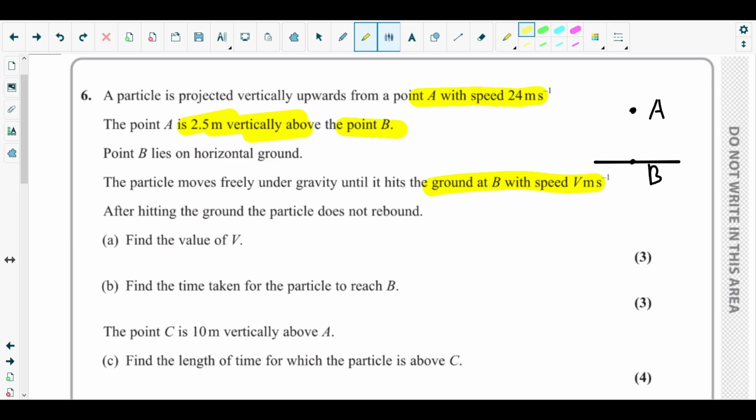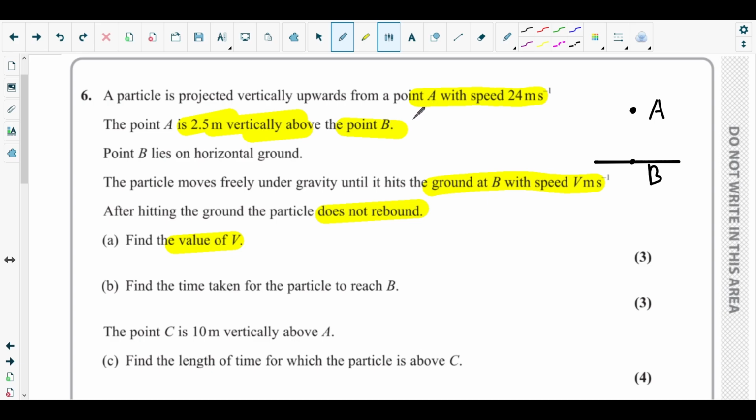For part A, before that they said that after hitting the ground, the particle does not rebound. If it doesn't rebound, then in part A they are asking us to find the value of v. We need to find the velocity with which it will approach the ground.